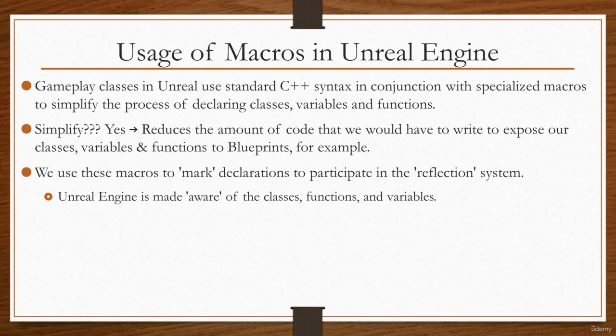In upcoming lectures, we will discuss certain macros with certain specifiers that will allow us to make our variables visible or editable in details panels, and which will also allow us to create getter and setter nodes within the blueprint editor, for example. And the same thing with our member functions. We can use those in blueprints by specifying certain macros with certain specifiers.